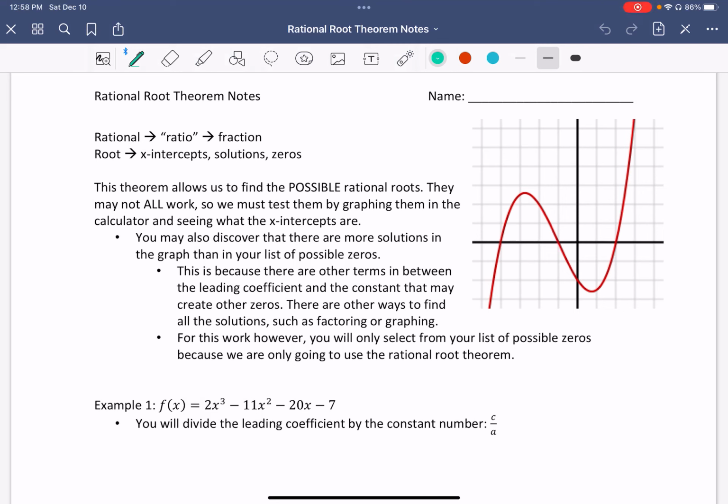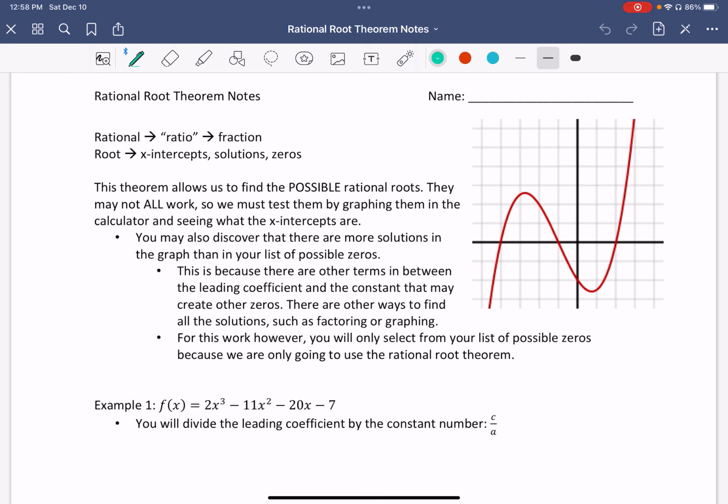Welcome to another video. Today we're going to be talking about the rational root theorem. So the word rational, notice that it has the word ratio in it, and we know that a ratio is just a fraction. So today we're going to be composing fractions to figure out what the roots are. And some other words for roots are x-intercepts, solutions, zeros. Those all mean the same exact thing. So this theorem allows us to find the possible rational roots.